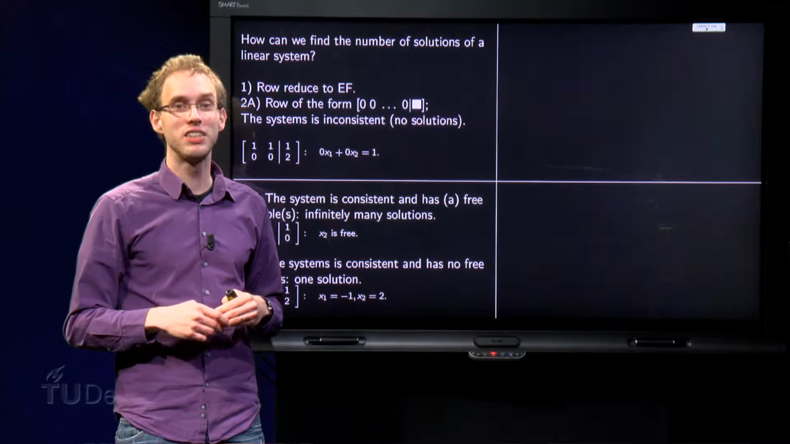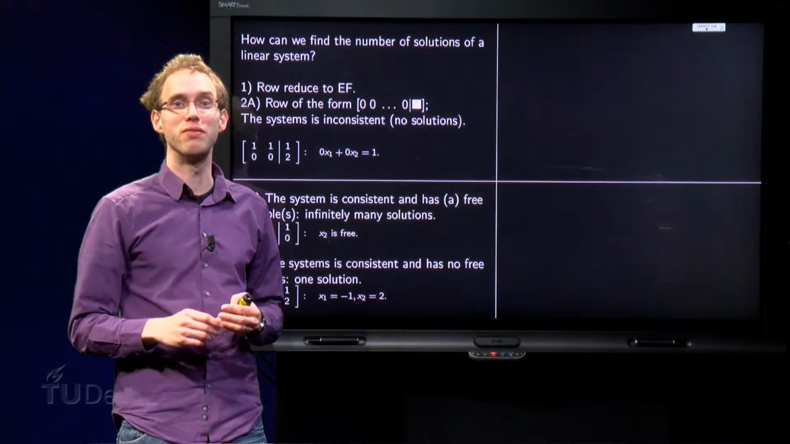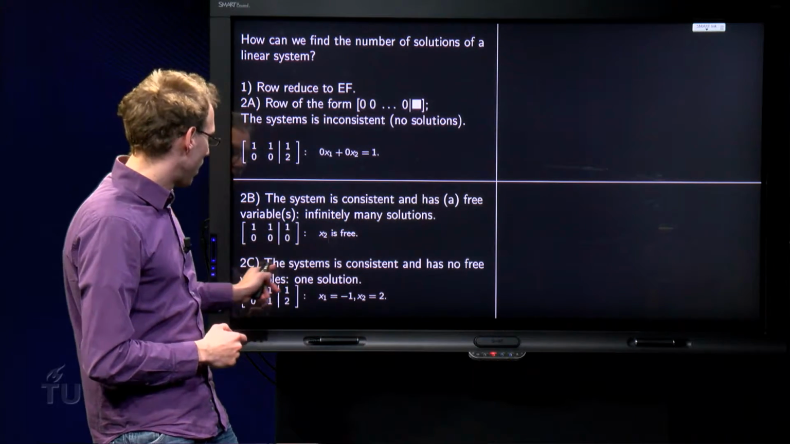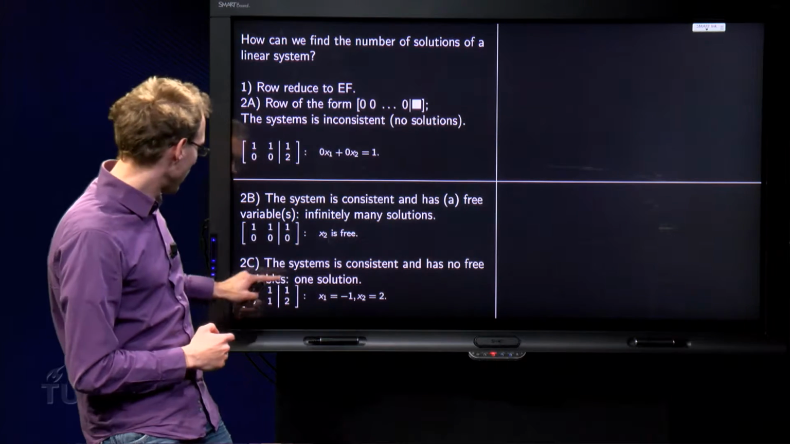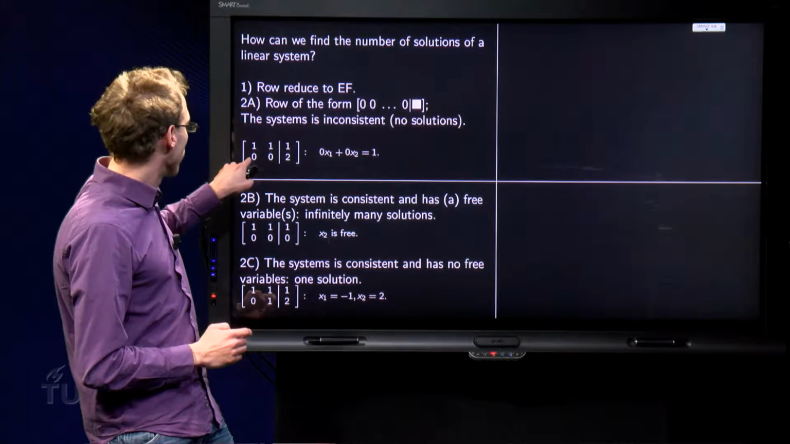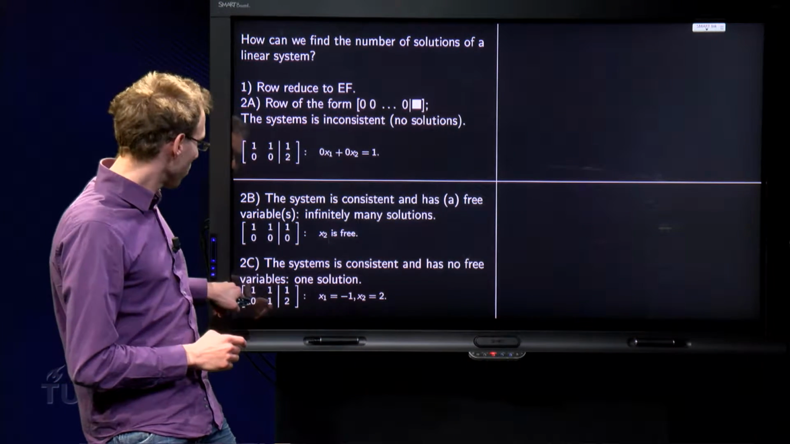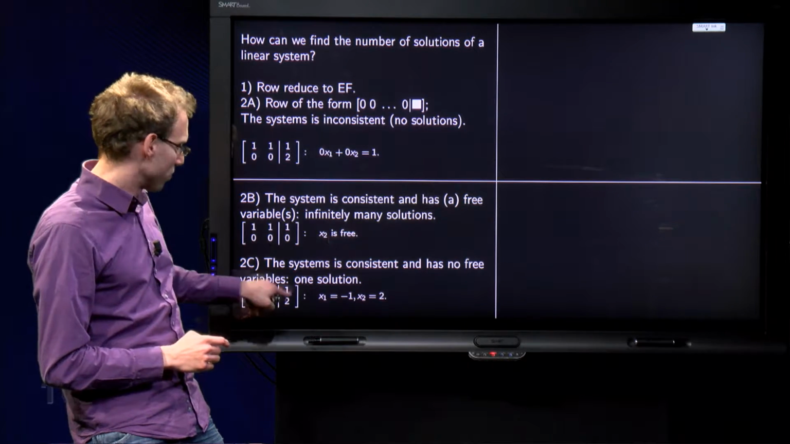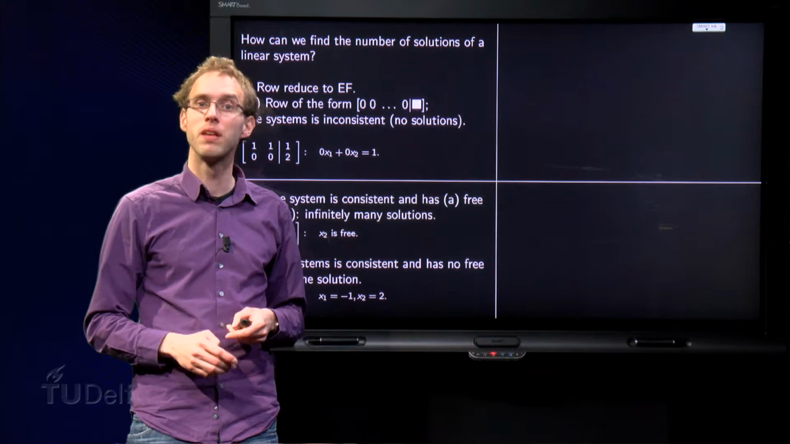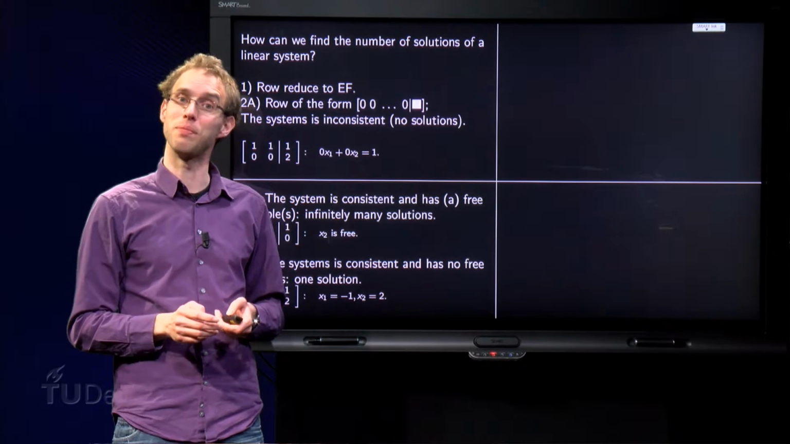Well, the last case, if my system is consistent, and if I don't have a free variable, then I'm of course in the last case. In that case, the system has one solution, like the example over here. There's no row of the form 0, 0, something, and there's no free variable, so we have one solution, x2 equals 2. You can read it off right away and then compute x1 to be minus 1. So that is how you can find the number of solutions of a linear system.